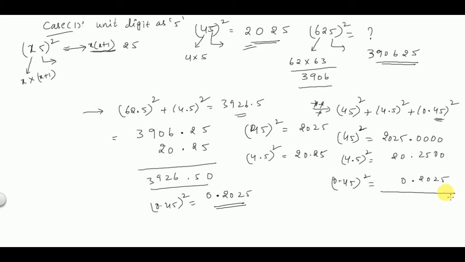So if you add these, the answer for this question will be 2045.4525. This is how we can solve this type of question, which is asked regularly in all the competitive exams, for numbers which have 5 as the unit digit.